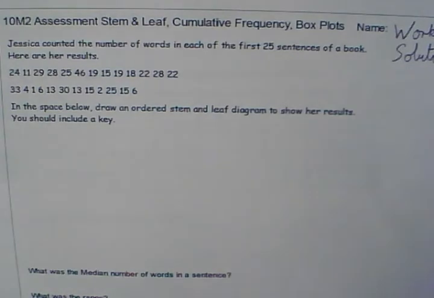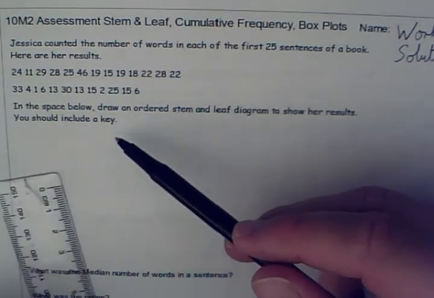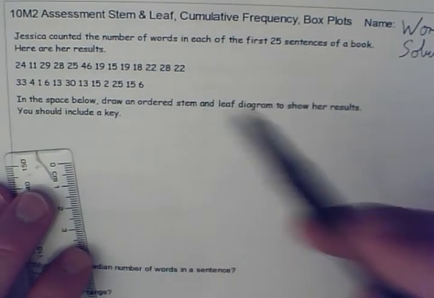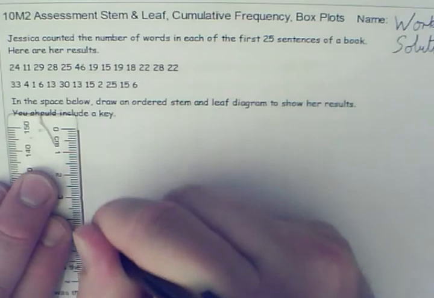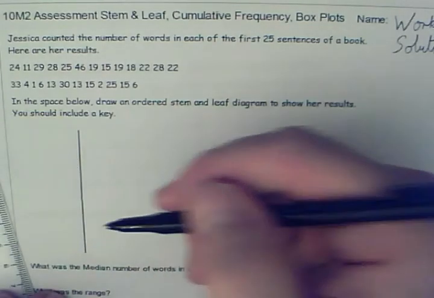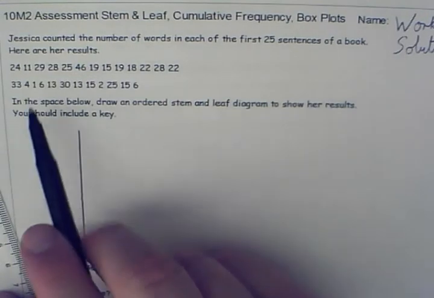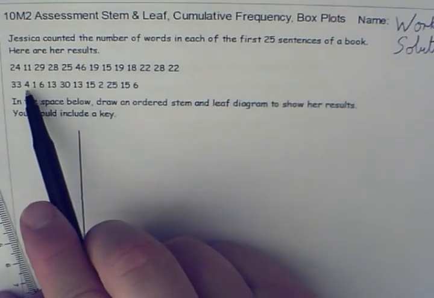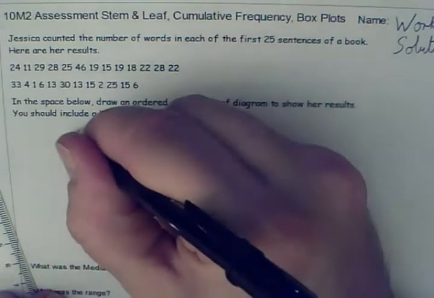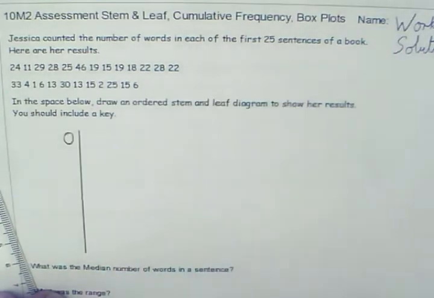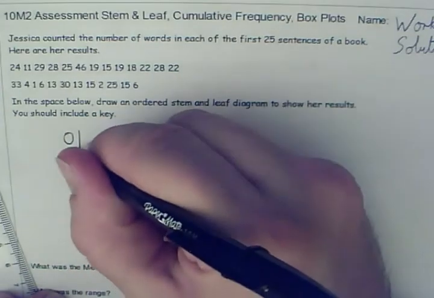Okay, so many of you forgot to include this key and lost a mark. But let's go through how you do it. This in general was done pretty well. So I'm going to draw my stem, and I'm going to have a look what it starts with. So it starts with numbers that are just below 10. So I'm going to have 0 as a possible stem, and then 1.